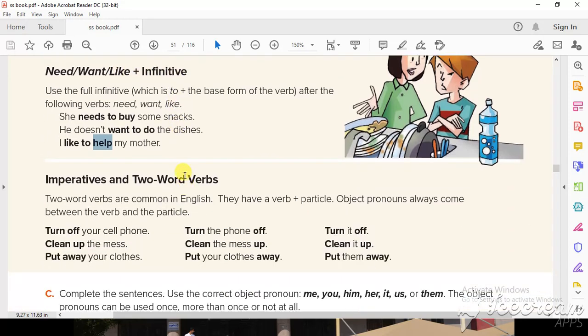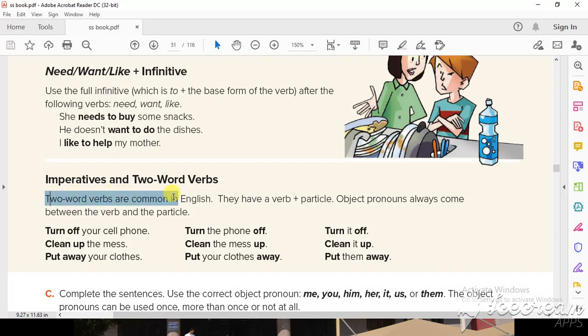القاعدة الثالثة اللي معنا اليوم يا شباب. Imperatives, أفعال الأمر. Imperatives and two-word verbs. Not one word, but two words. Like what? First, let's discuss what it consists of.